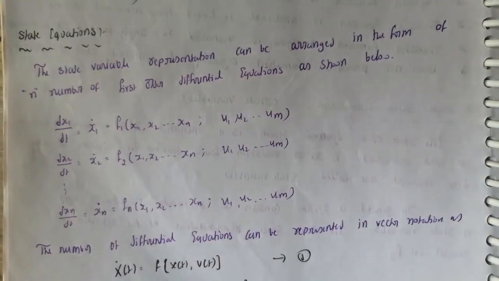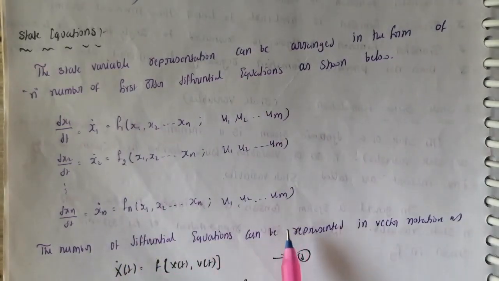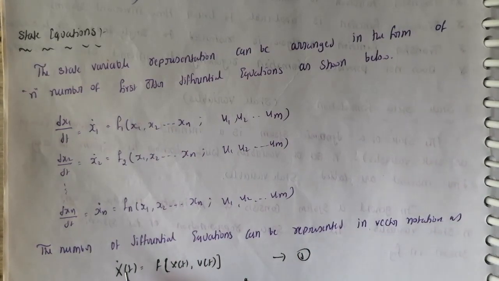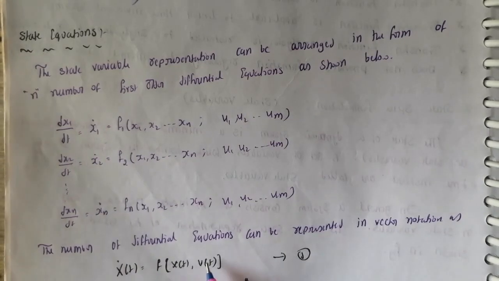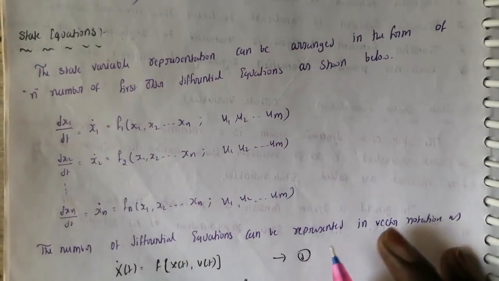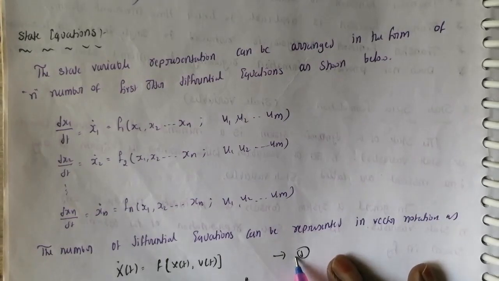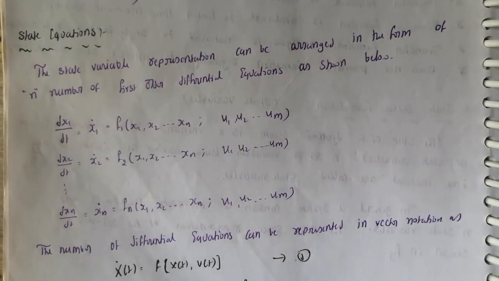So finally, the number of differential equations can be represented in vector notation. We can say x dot of t. This is the state equation, and it is a function of state variables and input variables. So this equation is called the state equation. State equation, in the sense, consists of state variables and input variables.